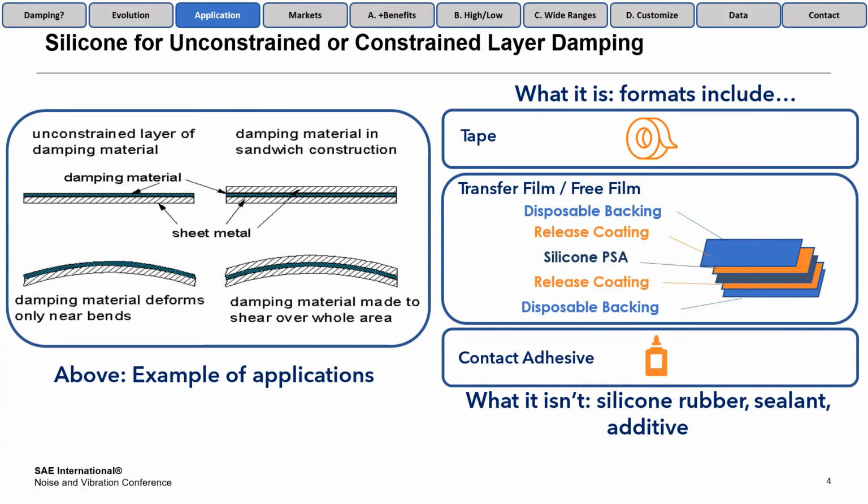Just want to touch on what a transfer film, or free film, is. I think everybody knows what a tape and a contact adhesive is already. But what that is, is when you have the cured silicone, in our case, in between 2 release liners. So how this would work is you would remove an easy side release liner, apply the silicone with the other side of the release liner to an object such as the sheet metal example. Then you would remove the other release liner and maybe apply it to the sandwich construction.